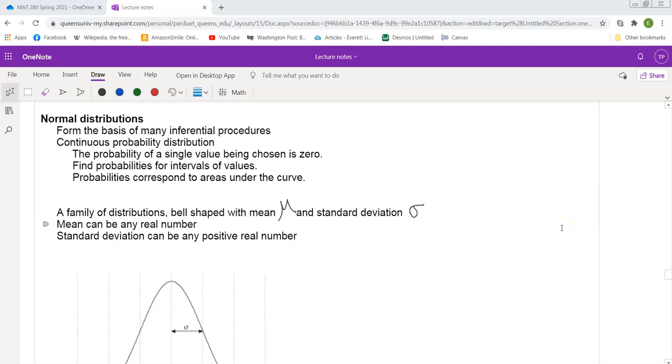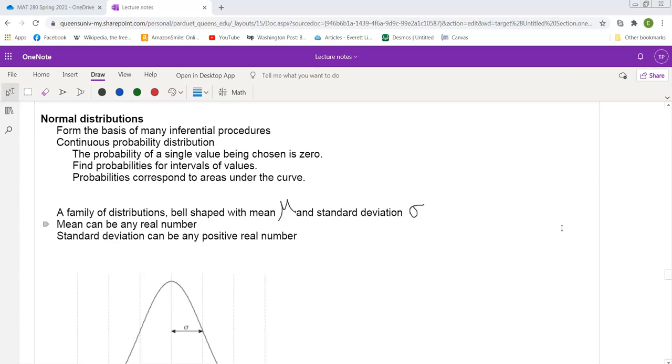Hi everybody, welcome to the lesson on normal distributions. So in this lesson we're going to review some of the basics of normal distributions, and we're going to talk also about how you determine whether a data set follows approximately a normal distribution.